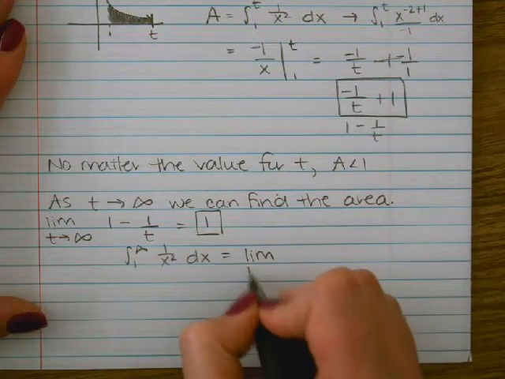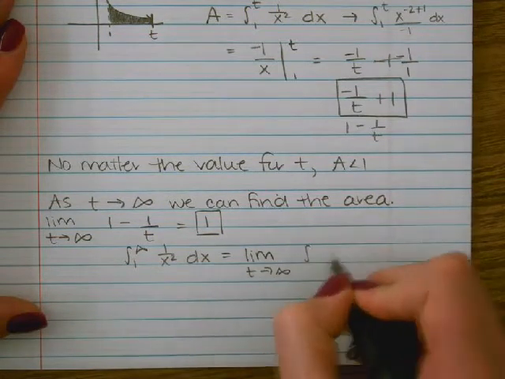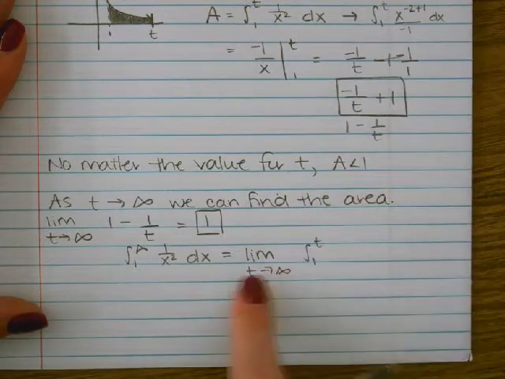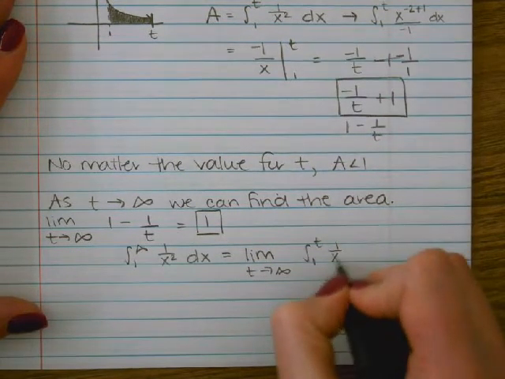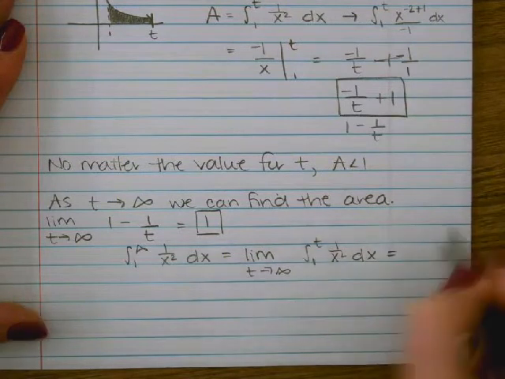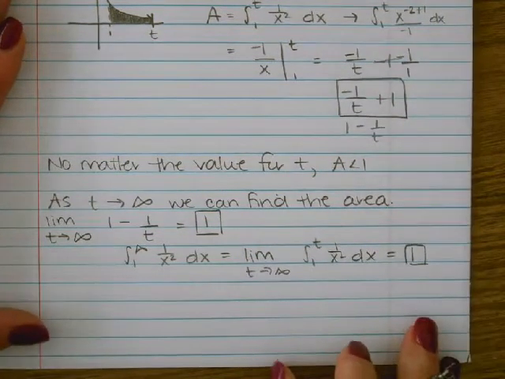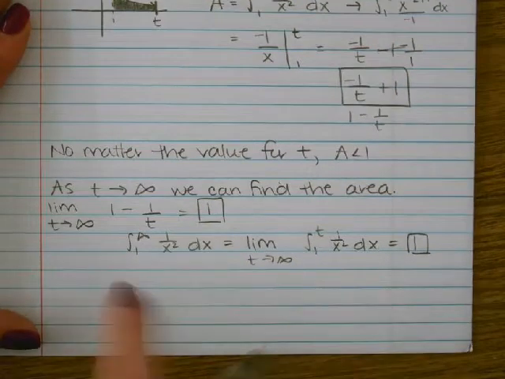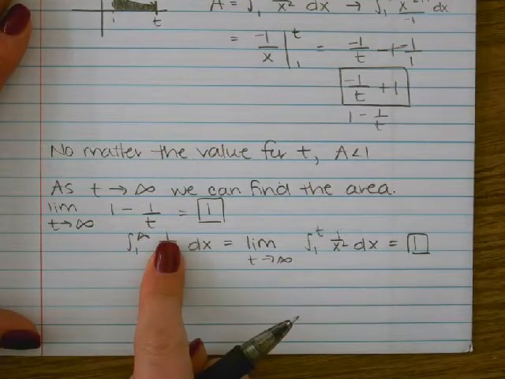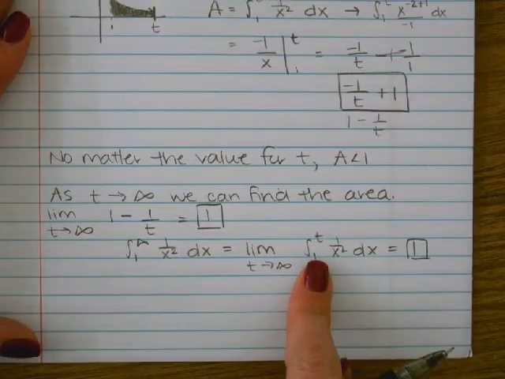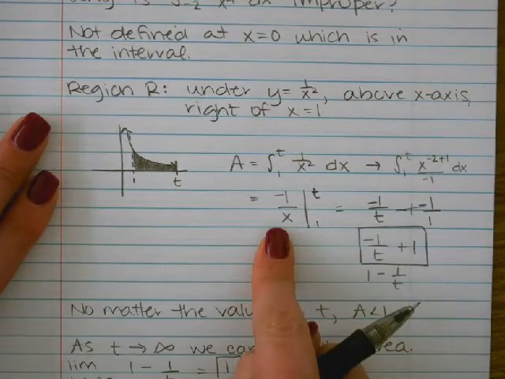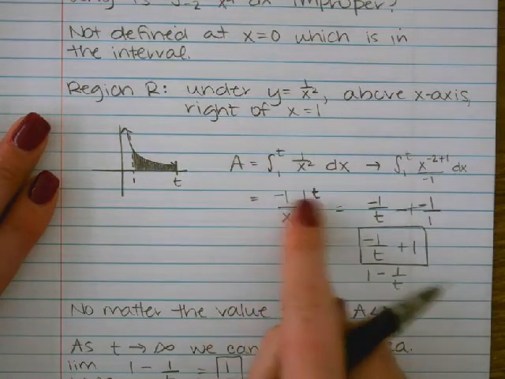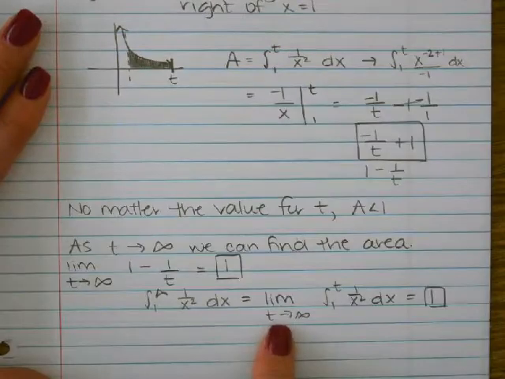The idea of limits tells me that if I look at the limit from 1 to t, as t goes to infinity, of 1 over x squared, when I do all the math involved, I find that the area of that whole curve going on forever is 1. So if we have an improper integral, we can integrate it just like normal, and then instead of evaluating it between two numbers, we evaluate the limit instead, and that's going to help us find our answer.